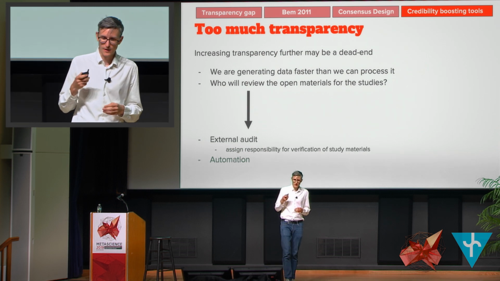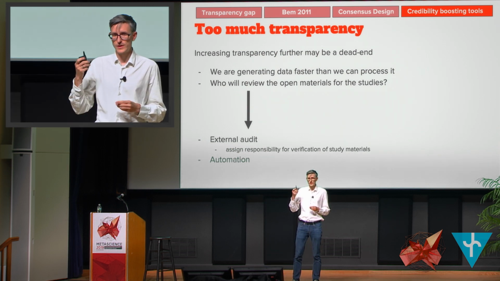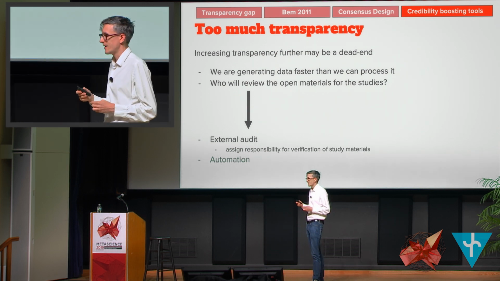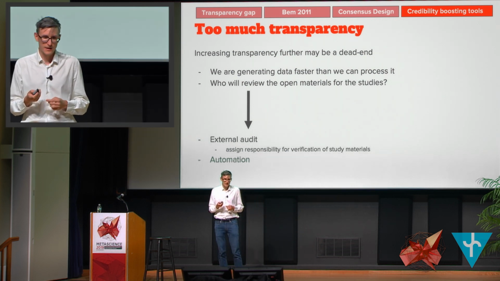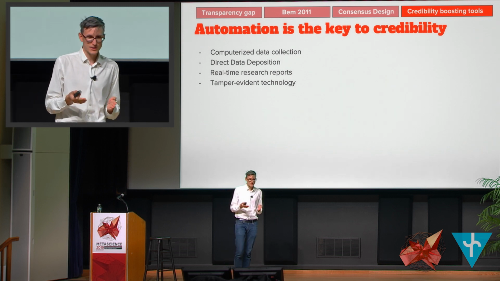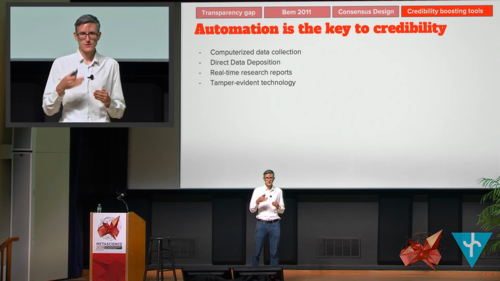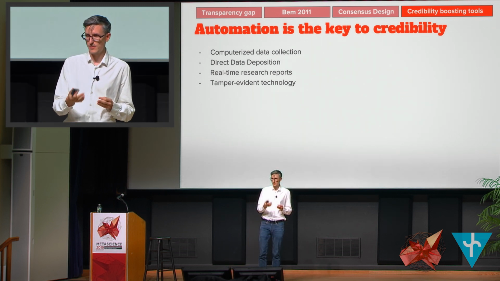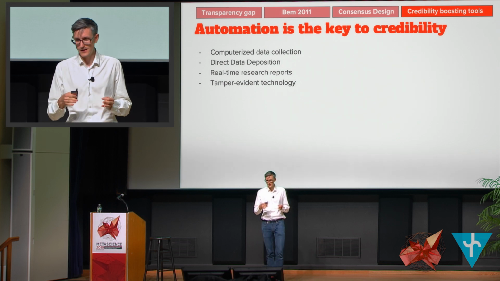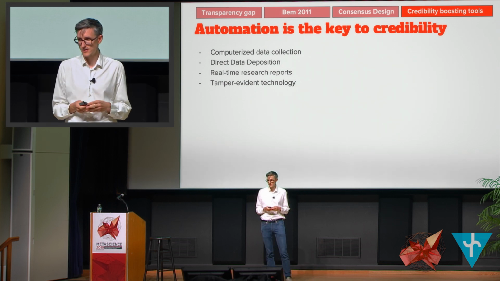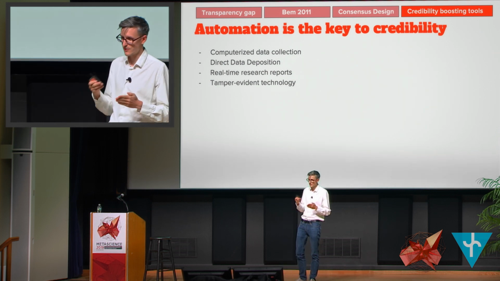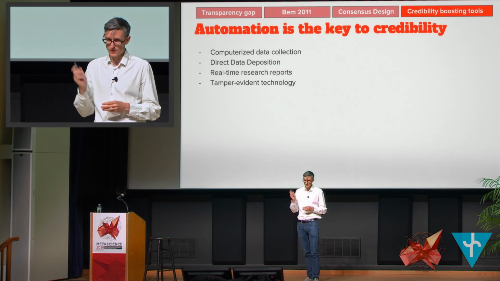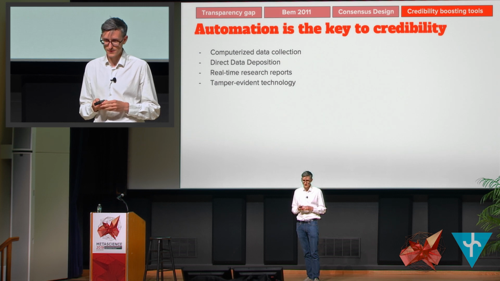And so because of this issue with transparency and just too much information, I think that automation is more a solution for the credibility problem than increasing transparency, or there is a diminishing return for increasing transparency after a while. I already talked about these interventions.